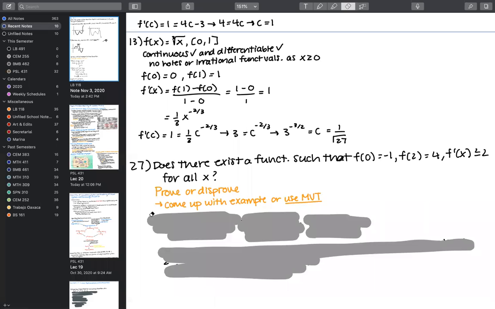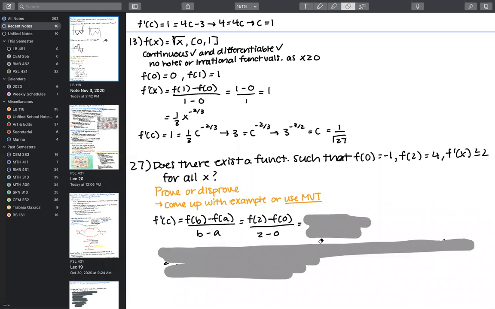So what that looks like is we're going to start with this equation here, just like I mentioned before. We'll plug in those function values and x values. And now this is where the proving or disproving part comes in. If this answer here, and we'll plug in the function values first, is 2 or greater, then we have come up with an example that does satisfy the criteria.